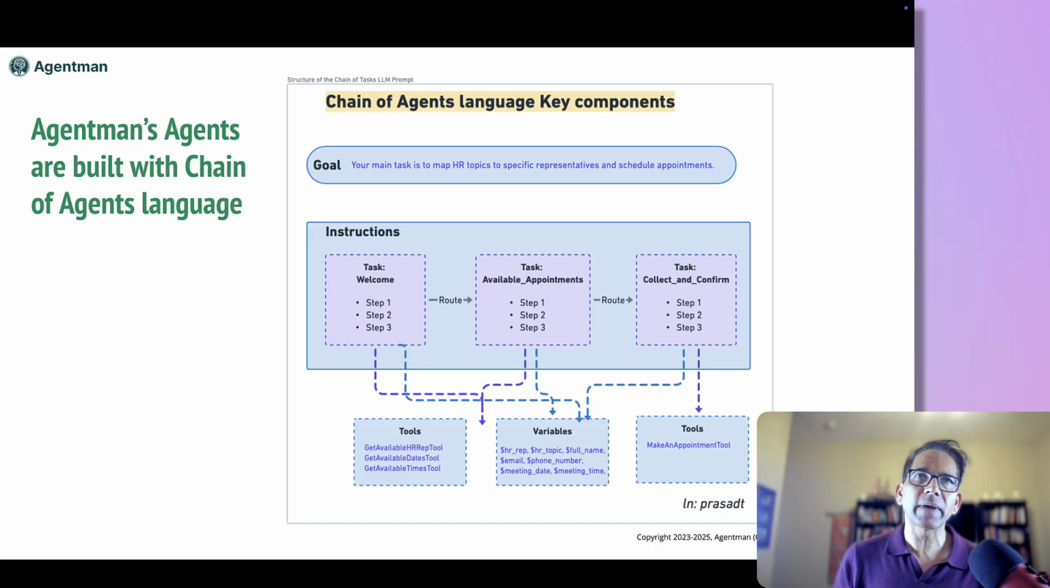Let me show you how Agentman's agents are structured using what we call the chain of agents language. Think of it as a blueprint that brings together all the components needed for an agent to function effectively. Every agent in Agentman has 4 key components: tasks, tools, memory, which we also call variables, and task flow. A task, think of it as, order status is a task. Searching for products is a task. Doing returns is a task.